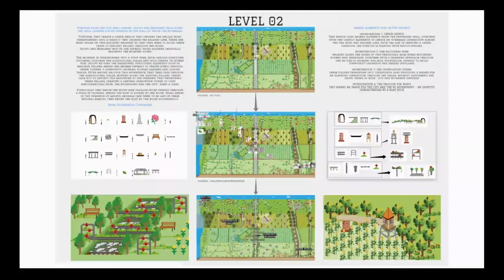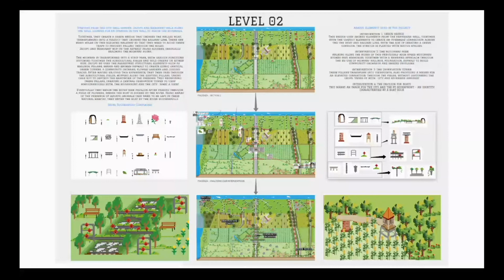Jacopo reuses the abandoned structural elements such as railings, pillars, beams, and broken asphalt to create iconic vertical green towers, a community orchard, flower gardens, and pathways. After the renewed experience, they then pass through the agricultural fields, hopping along the existing piles, taking care not to destroy the hard work of the farmers. At this point, they create an observation tower to absorb views of the city and the riverfront.